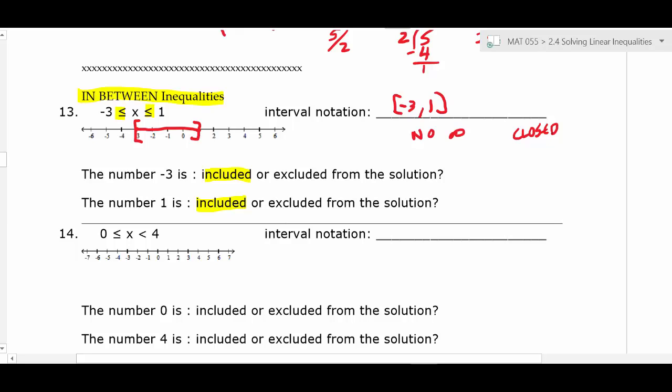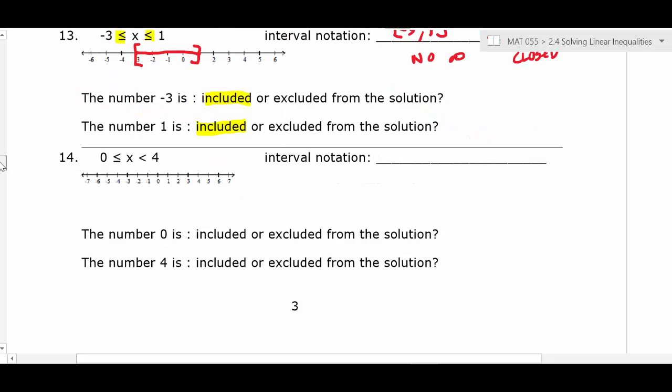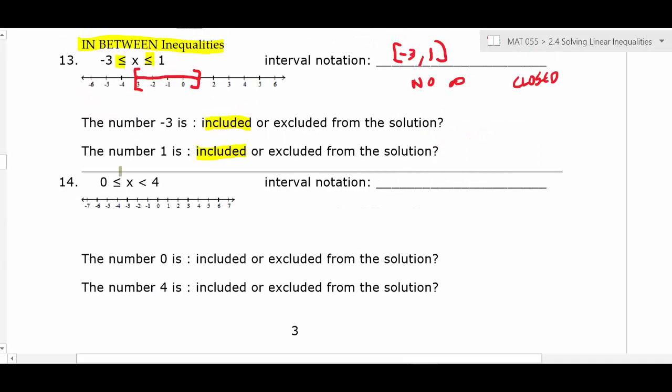All right, and then the next one's the same thing. You see x in the middle of two numbers. 0 is smaller than 4. Since you have a less than or equal there, that means you are including the 0. Since you have a less than, that means you're excluding the 4 from the solution like that.